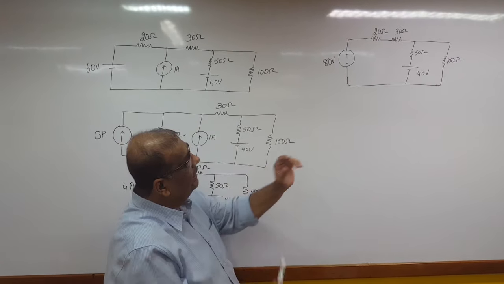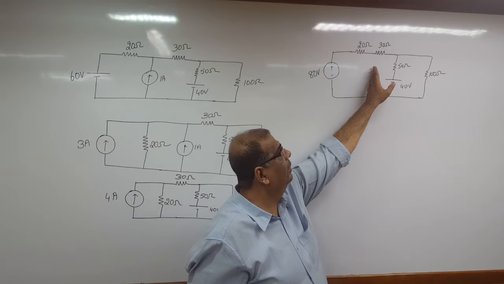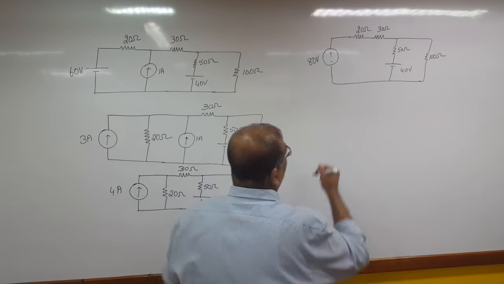Now in this circuit I can see 20 and 30 are in series. So let me get rid of them.